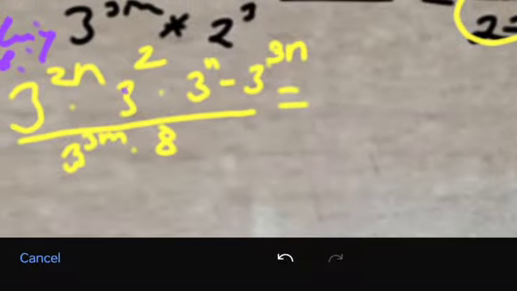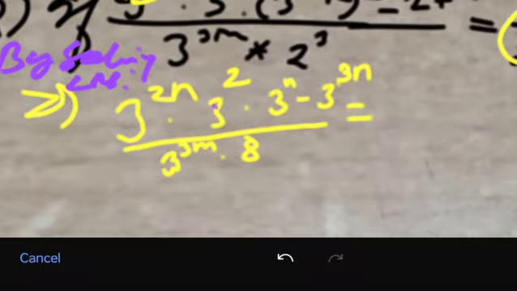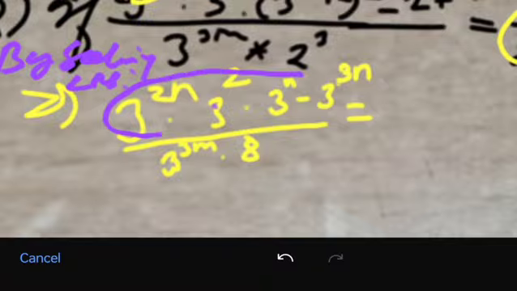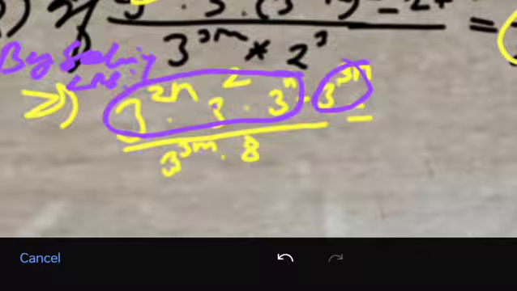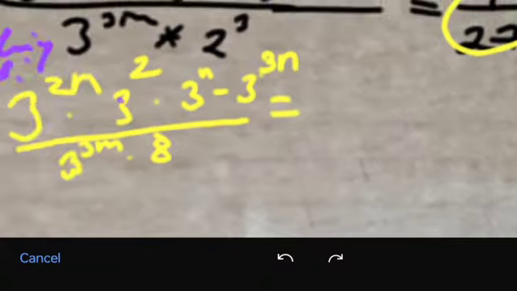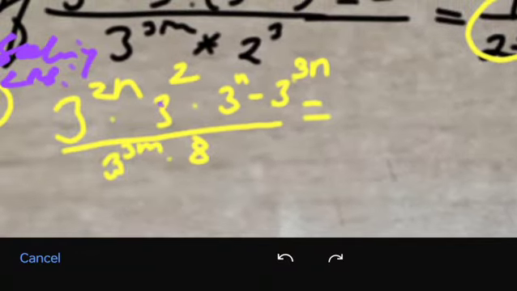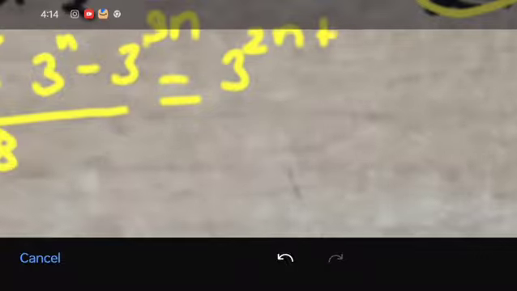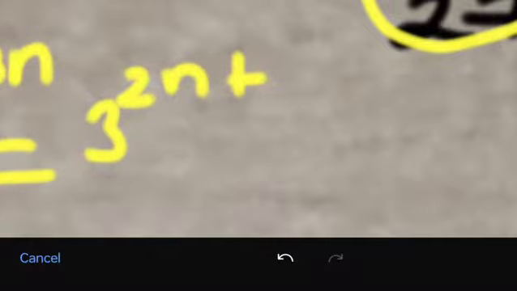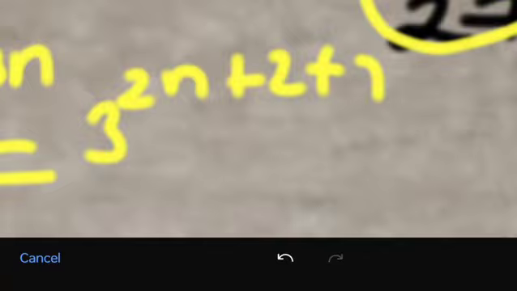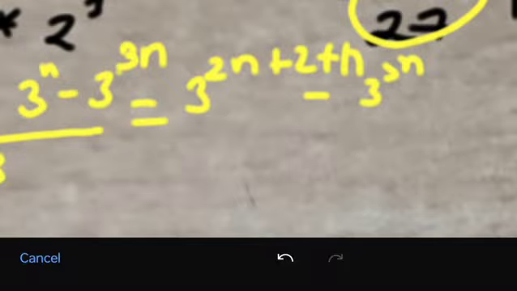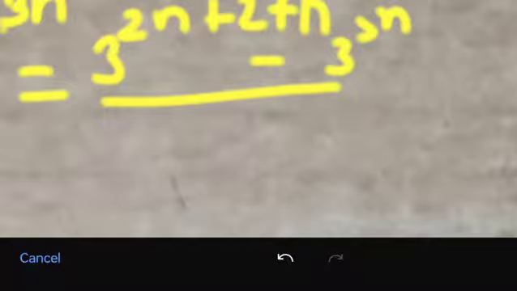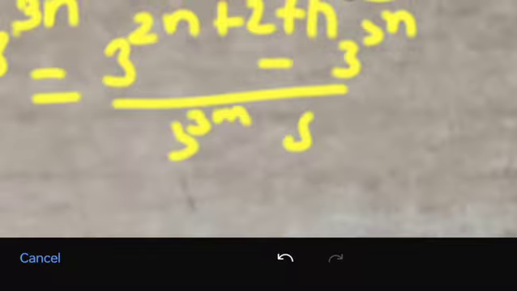And also you can see that this whole thing is the first term and this is the second term. They're separated by minus, right? So we can use the law of exponent. We can add them up, right? Since the bases are the same, we can add the powers. So 3 raised to the power 2n plus 2 plus n, right? It would equal 3 raised to the power 3n by 3 raised to the power 3m minus 8.